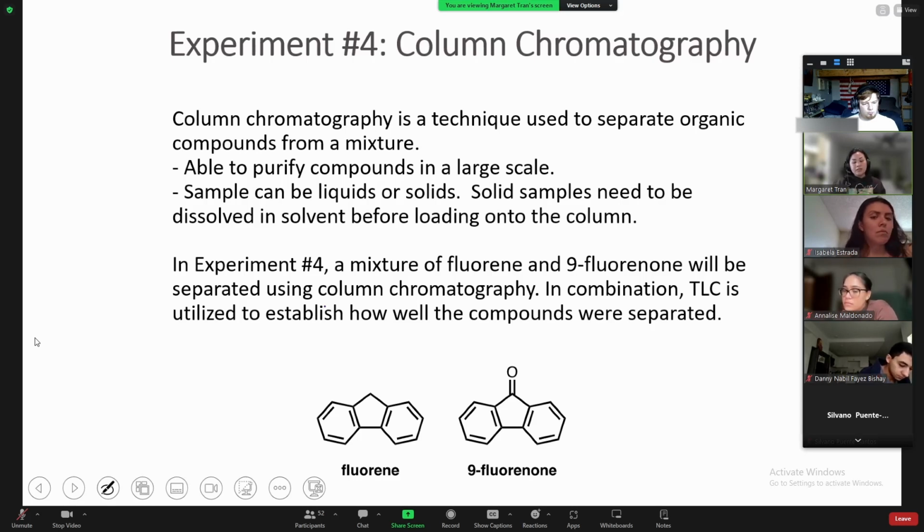So with this, our compounds are going to separate due to the differences of the interactions. Fluorene is going to have your dispersion forces. So that's going to be the weakest because that is a nonpolar compound. Your 9-fluorenone has that ketone group that can interact with your alumina. Alumina is going to be a dipole-dipole interaction. Okay. So since the interactions are going to be different, your compounds are going to move off of the column at different rates.